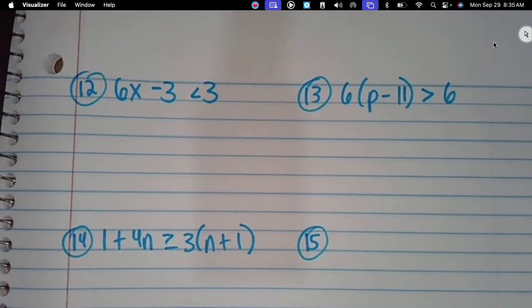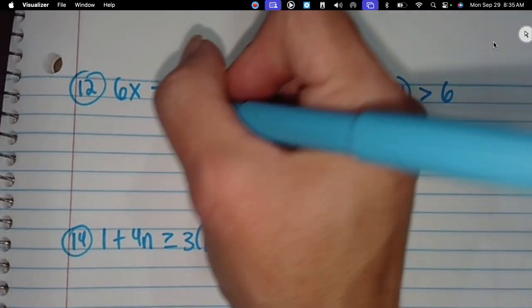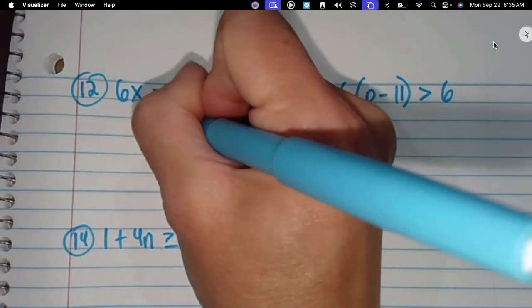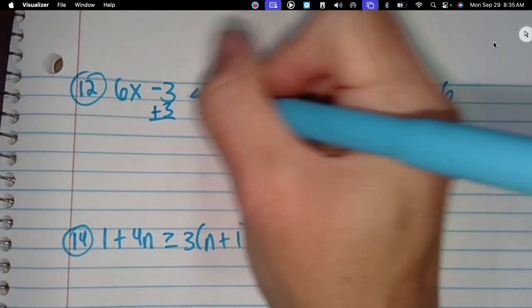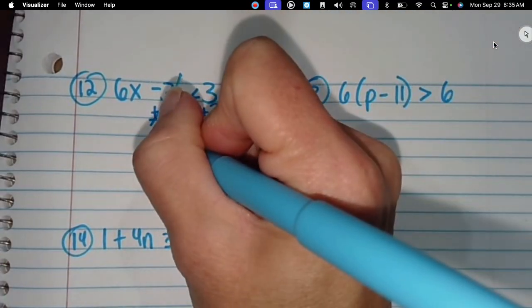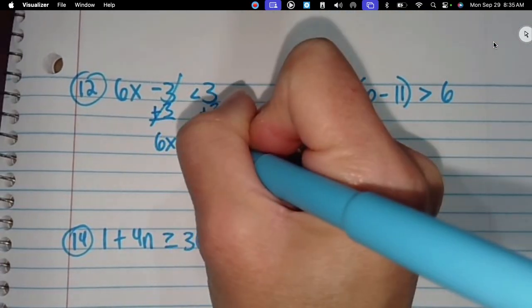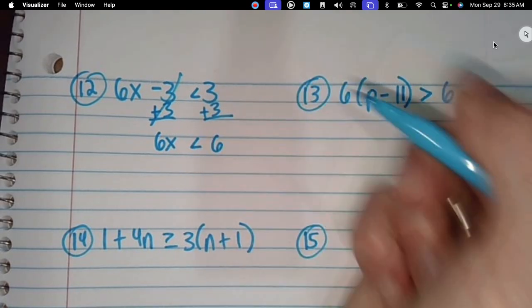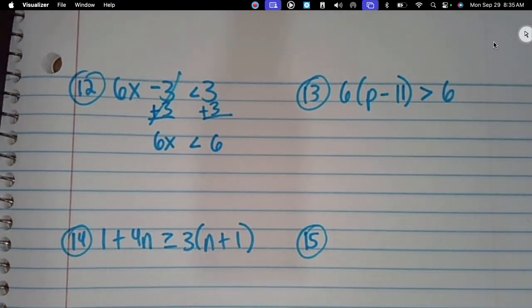What do I do on number 12? What's my first step? Add 3. We are going to add 3 to both sides. We are moving the 3 over. So if I write it, it's 6x is less than 6. Then what's my next step?